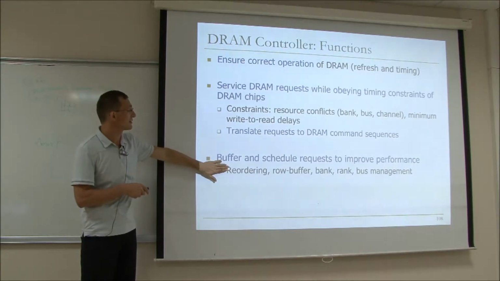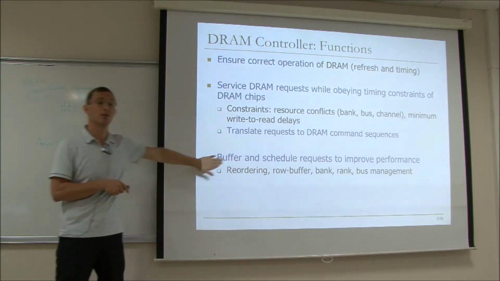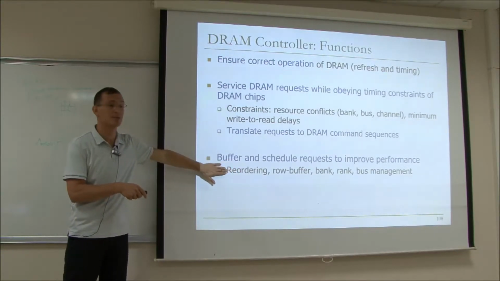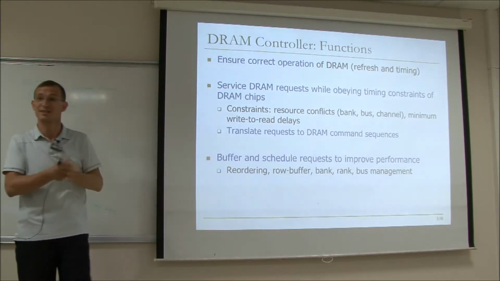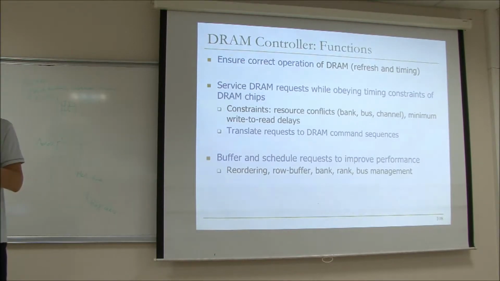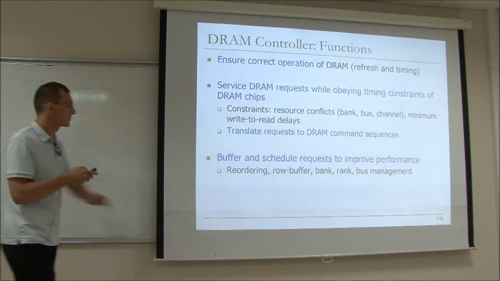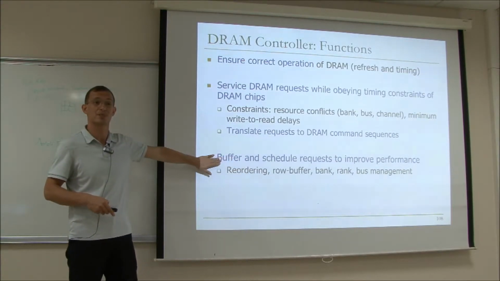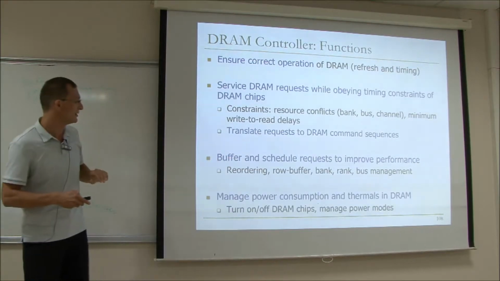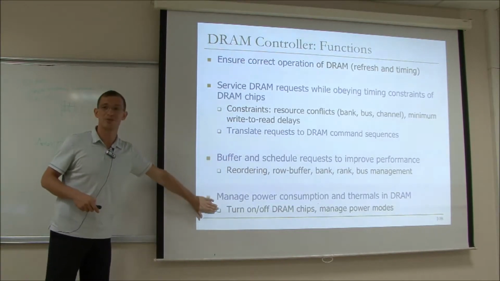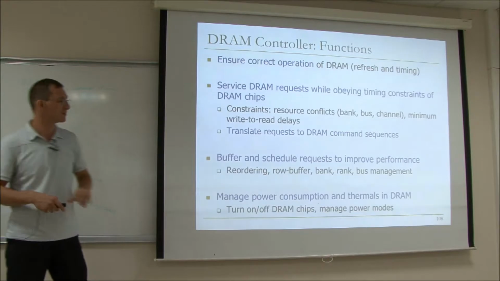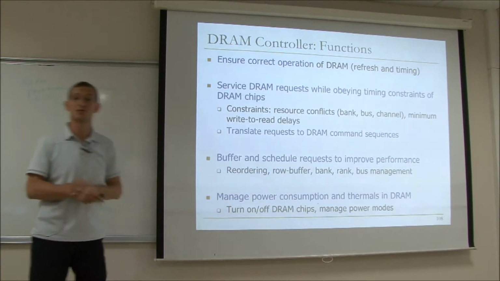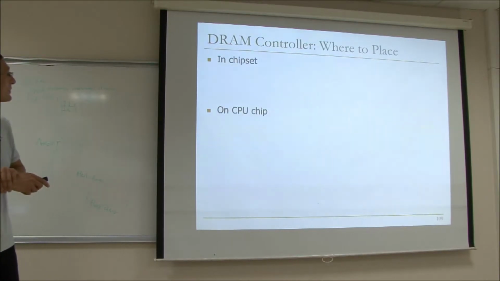The third function: the controller needs to buffer and schedule requests to improve performance. And this consists of row buffer management, bank management, rank management, bus management, and reordering of requests. If you do first come, first serve, it's very simple, but it's not the highest performance. So you would like to take advantage of the row buffer, and of other characteristics. And we will see that this becomes much more complicated in multi-core. And the fourth thing that's very important today is managing power consumption and potentially thermals in DRAM. How do you turn on and off DRAM chips, manage power modes, and minimize energy, basically.